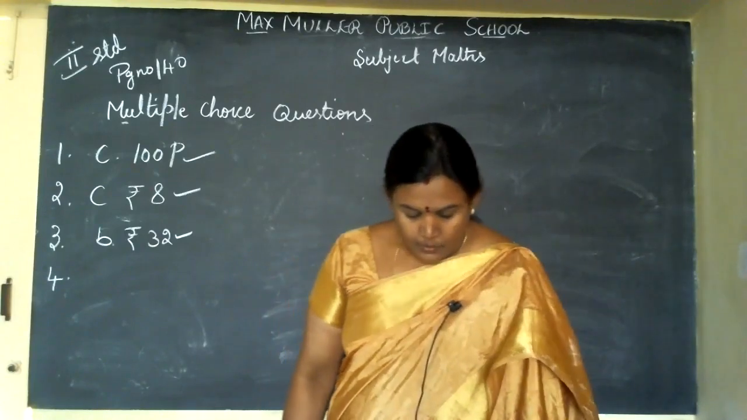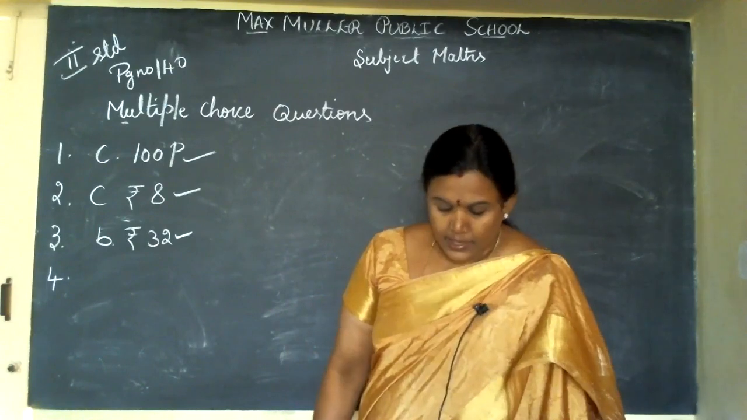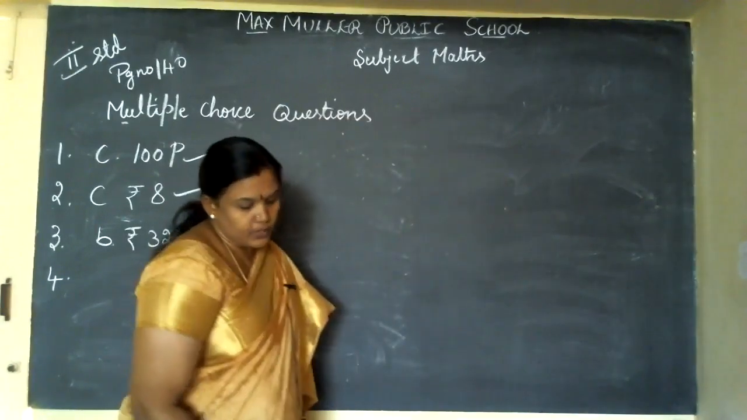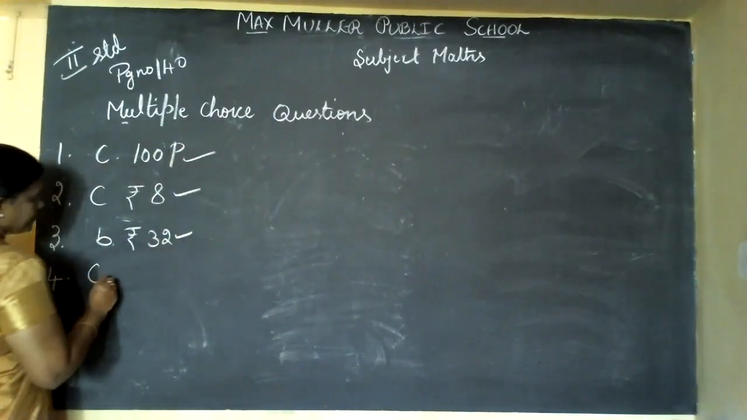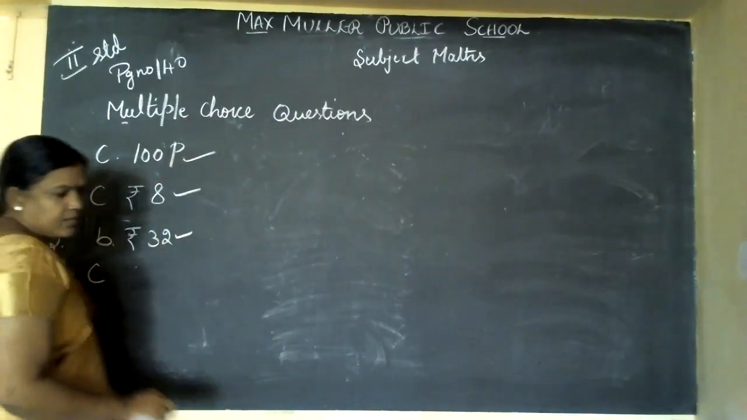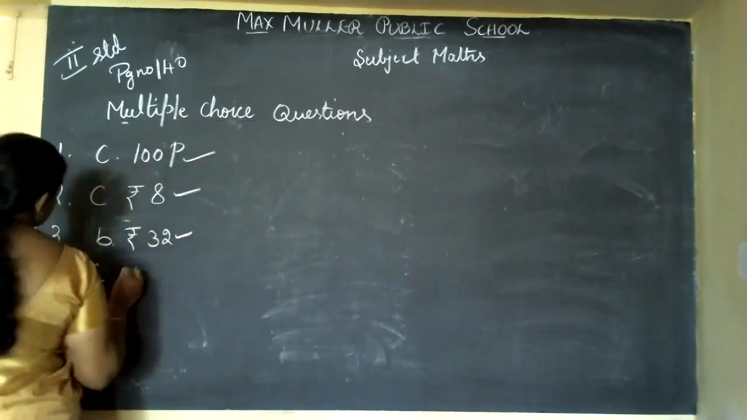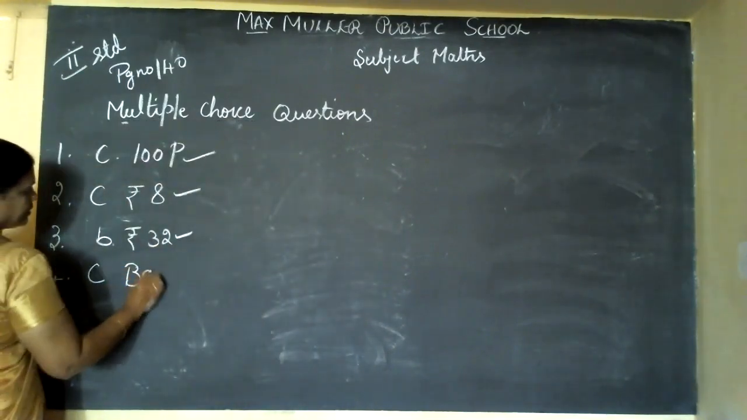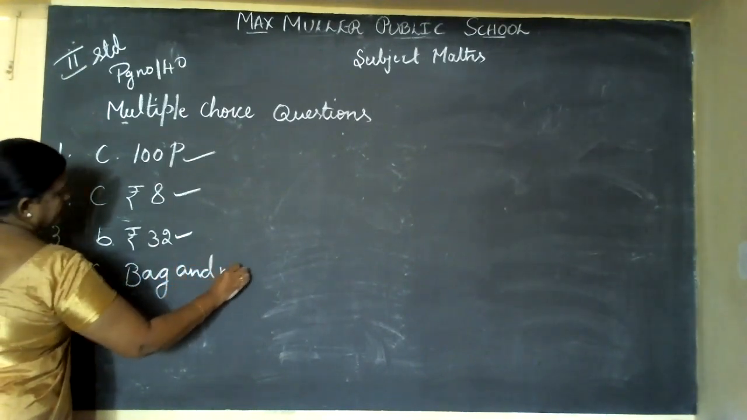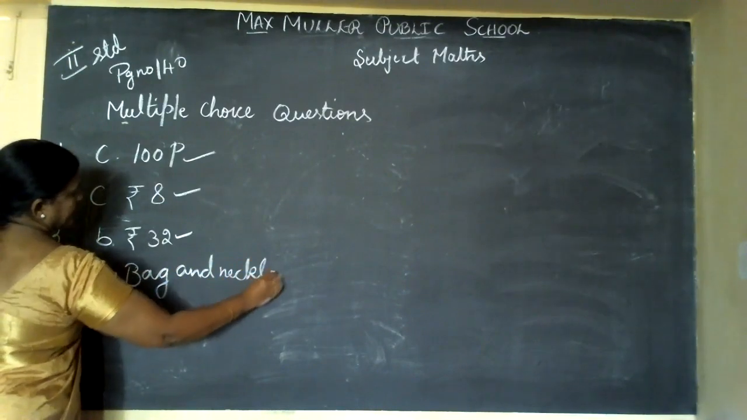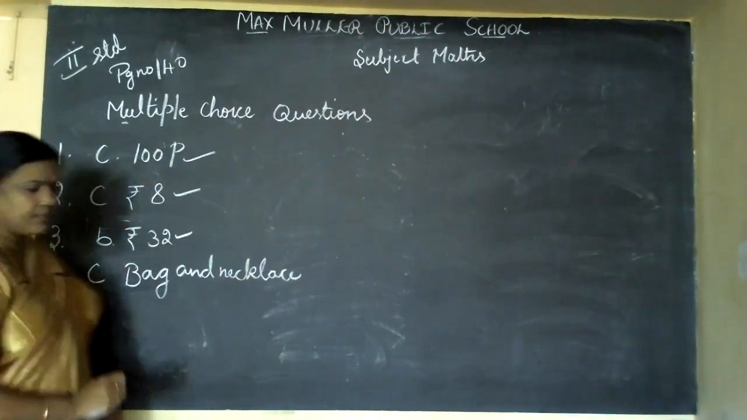For that, she bought only necklace and bag. 80 rupees bag and necklace is 120 rupees. So, C1 is the correct answer. C1, bag and necklace. Bag and necklace.